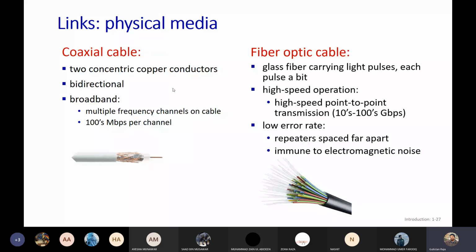Because signal attenuates, you need repeaters to strengthen the signal. If you have a low error rate, you can have repeaters that cover more distance in comparison to copper twisted pairs, because it's light, so it's immune to electromagnetic noise. This is another characteristic of fiber optic cables. So these are the three categories of physical media used in guided media, which is used in computer communication.